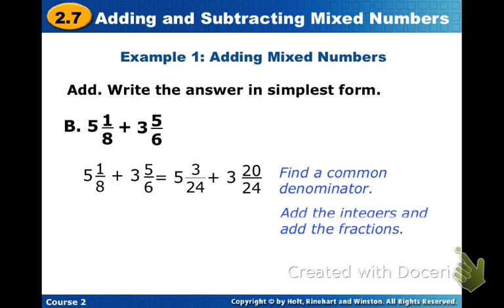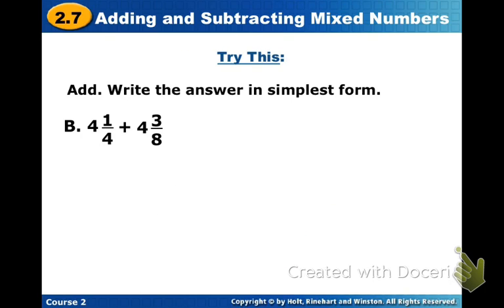They call that the integer part. So we have the 5 and the 3, which would make 8. And then the fraction part, the 3 and the 20, make 23. And remember that a mixed number is simply just combining the 8 and the 23/24ths. So that our final answer is 8 and 23/24ths. How about you try this one?